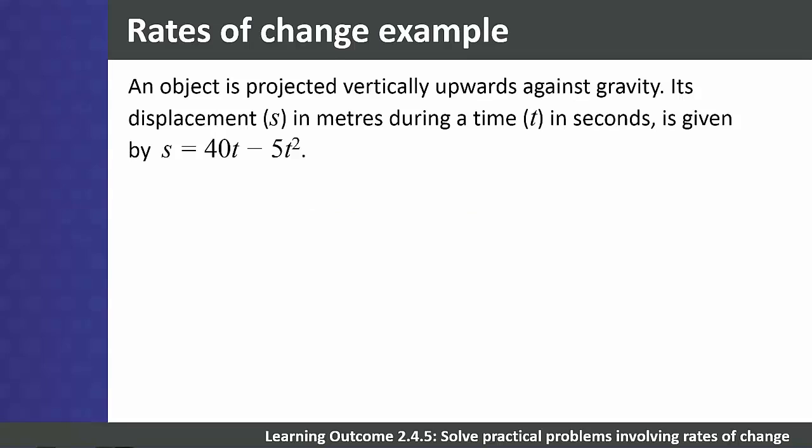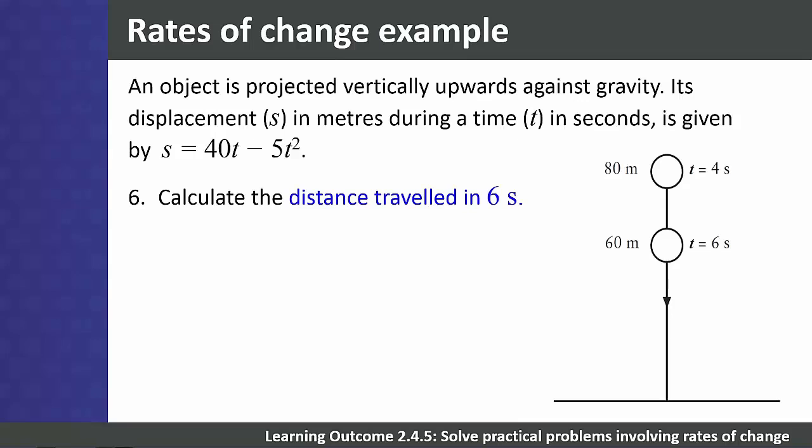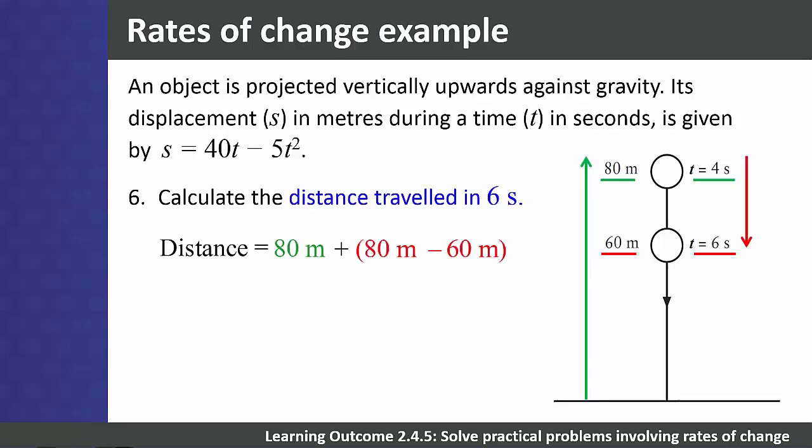Question 6. Calculate the distance travelled in 6 seconds. We now know that it takes 4 seconds for our object to reach a maximum height of 80 meters. We also now know that after 6 seconds our height is 60 meters. So we can calculate the distance travelled by working out how far the object has gone up plus how far it has come down. This gives us a distance of 80 meters up, our maximum height, plus 20, which is 100 meters travelled in total in 6 seconds.